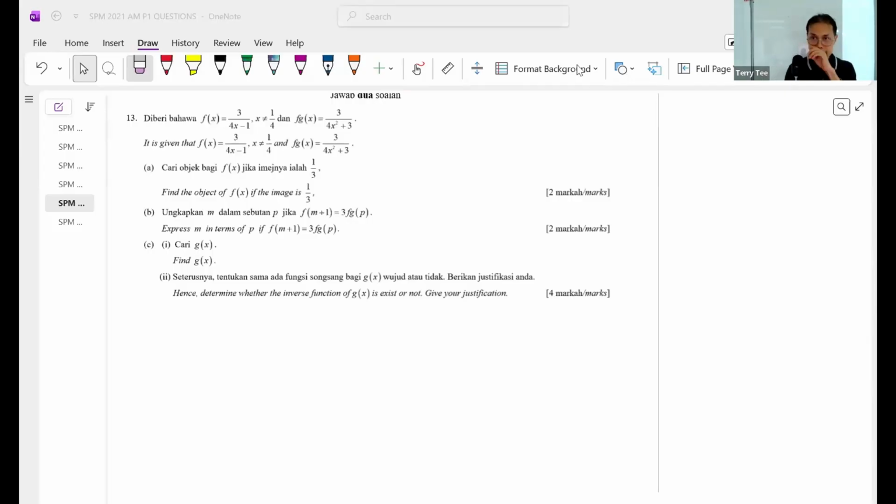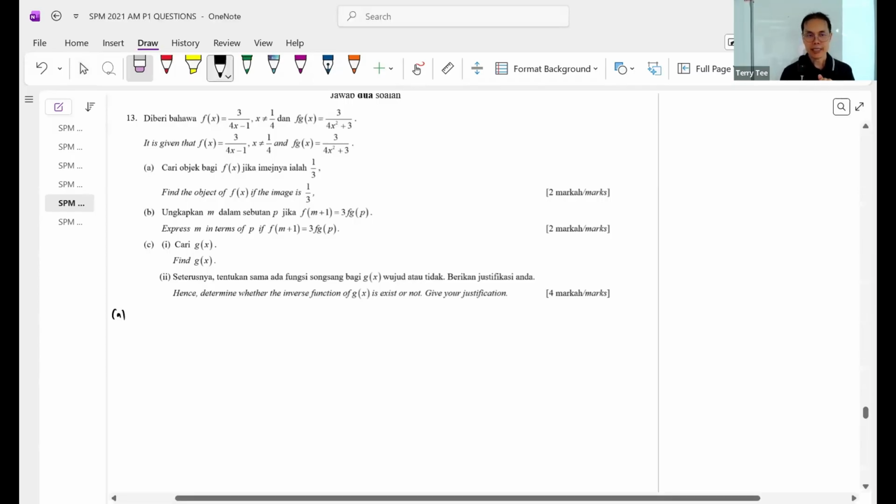Okay, question number 13. This is Form 4, Chapter 1, functions. Okay, so first part. It is given that f(x) equals this, g(x) equals that. Find the object of f(x) if image is 1 over 3. Okay, image is your y. I'm finding my x. So my f(x) is 3 over 4x minus 1. The result is 1 over 3.